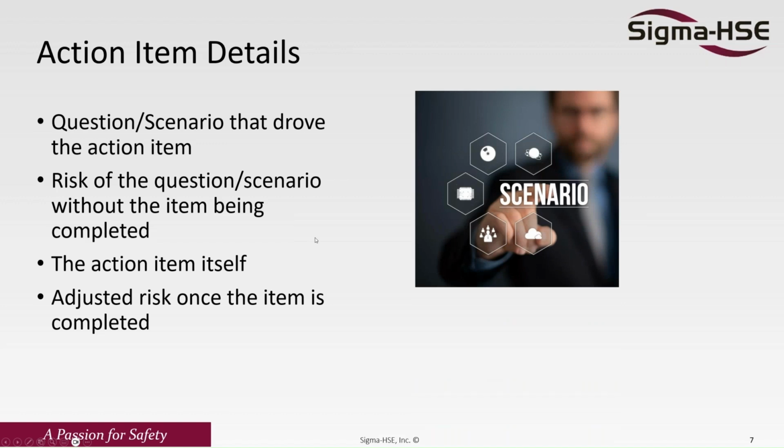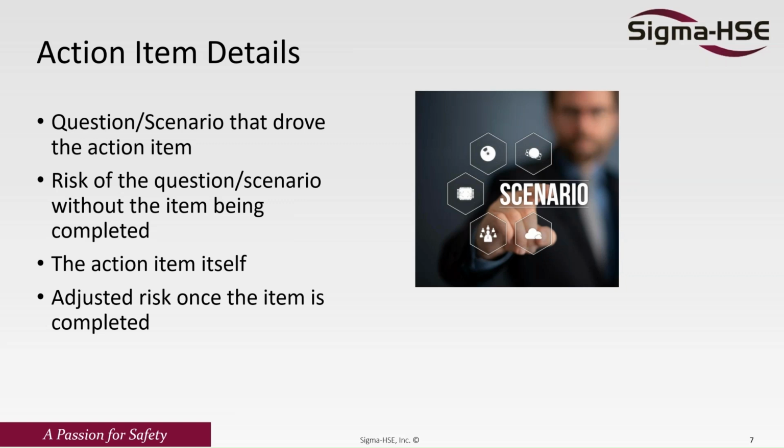So action item details, you want to make sure you have the question or the scenario that drove the action item, the risk from that scenario without the item being completed. That way, if it's a high risk, it's something that needs to be completed ASAP, or if it's a low risk, it's something that you can put off until you have a shutdown or a turnaround. The equipment's not in use and you can go in and make the changes as needed.